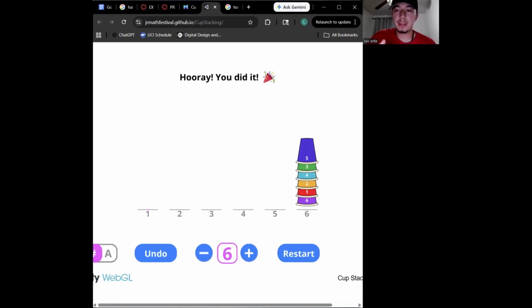The extension would be like adding more cups. We start off at number five. Now can you do it for number six? And the reasoning would be explaining why each different amount of cups matters, right? Like it's not always going to be the same, and there's going to be a pattern depending on the amount of cups.